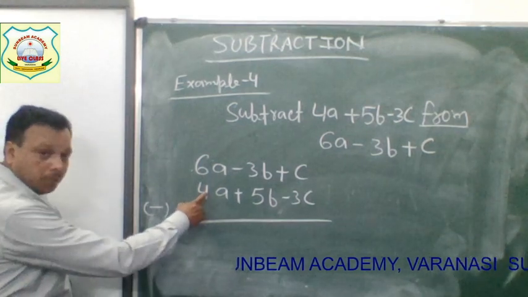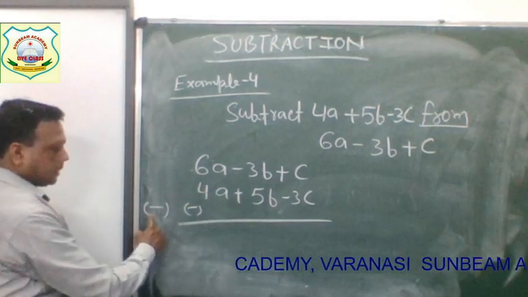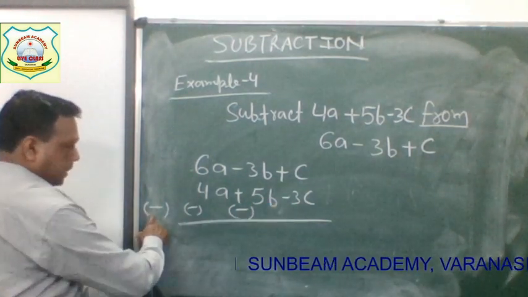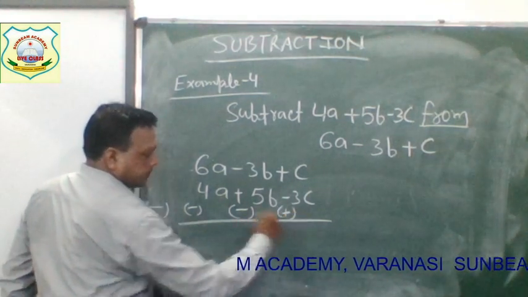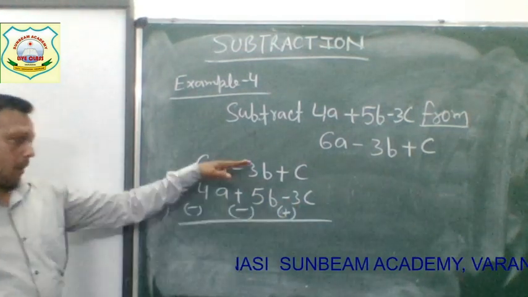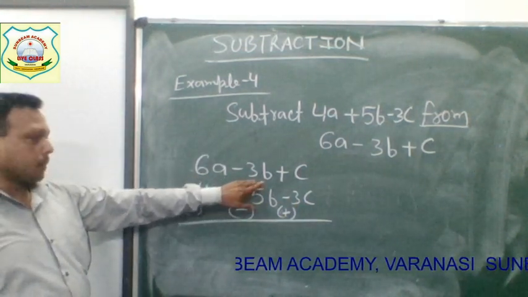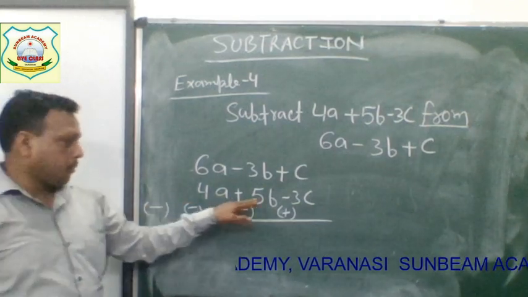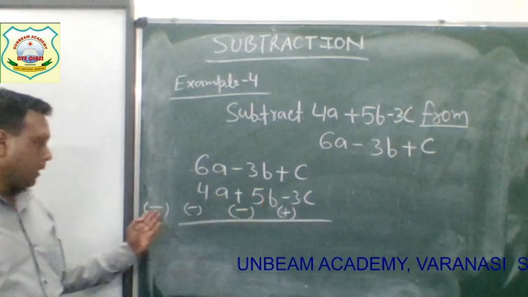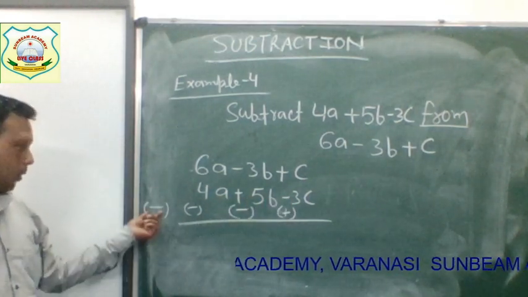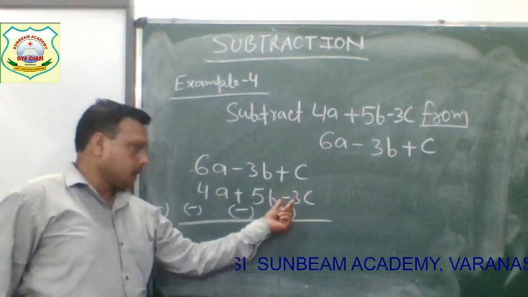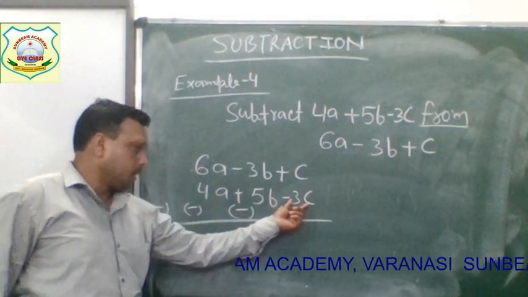Now its sign will be minus 4a. Plus and minus, what sign will it be? Minus. Now minus 5b. Minus and minus, that is plus 3c. What did I tell you? The second expression, whatever is given after the first expression: all the signs of this expression, these variables, will change because we want to subtract it. So plus is here, so the sign will be minus. Plus is here, then minus. Minus is here, then plus. Now all these variables' signs will change.